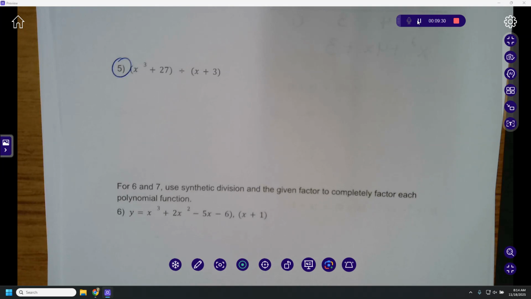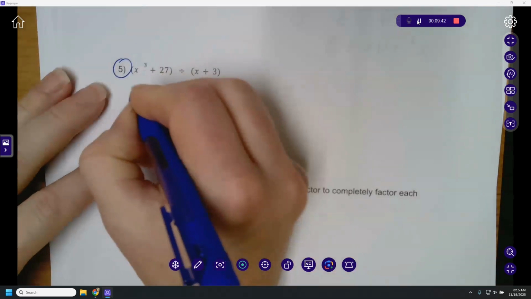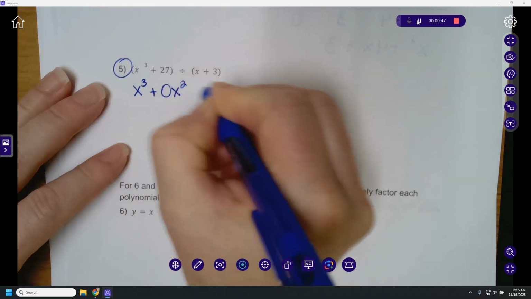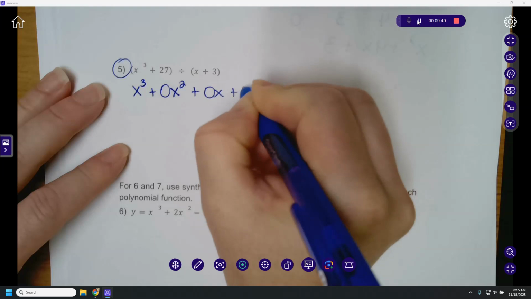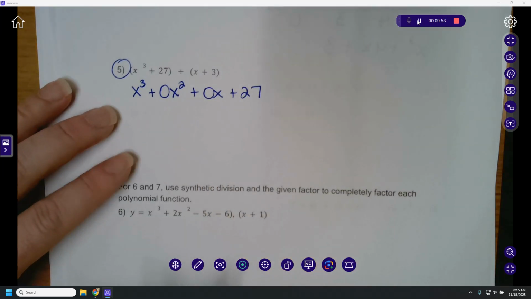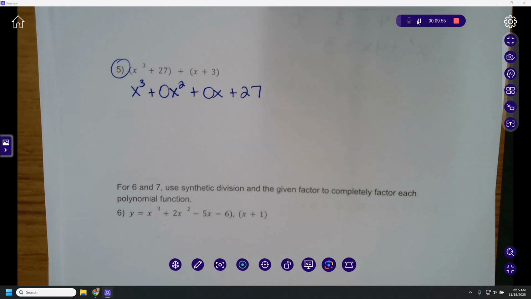And then we'll go back. What's the problem with 5? There's no squared, and also there's no x, right? So another way I could write this would be x cubed plus 0x squared plus 0x plus 27. So I just wanted to talk about something where there are missing terms. Would you try that one, please?